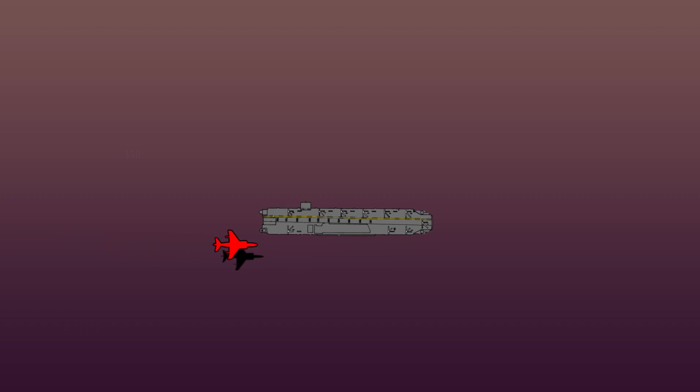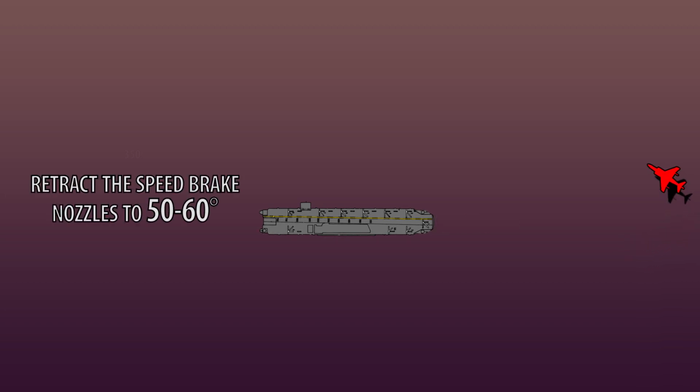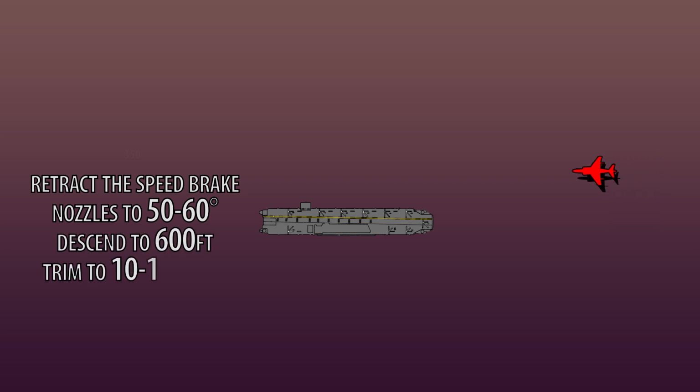10 seconds after passing the bow, extend the speed brake and conduct a level left-hand turn at 4G or 10 AOA, whichever comes first, finishing the turn after 180 degrees. As you pass 250 knots, retract the speed brake, set nozzles to 50 to 60 degrees, descend to 600 feet, trim to 10 to 12 degrees AOA and follow the landing checklist.